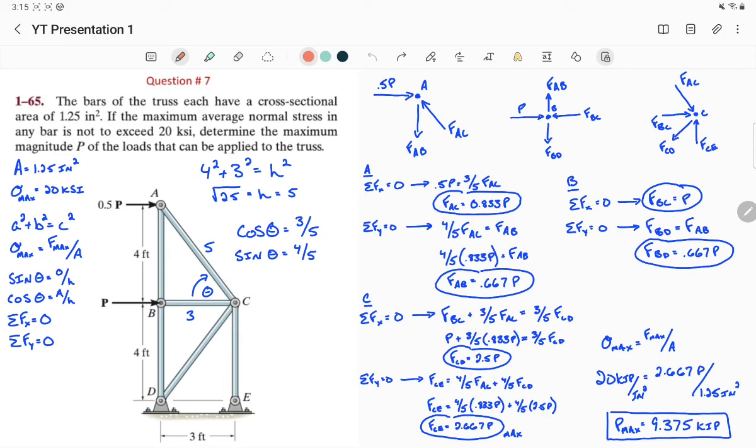Solving this for P, we find that the maximum magnitude of P is going to be equal to 9.375 thousand pounds. That will be our final answer.